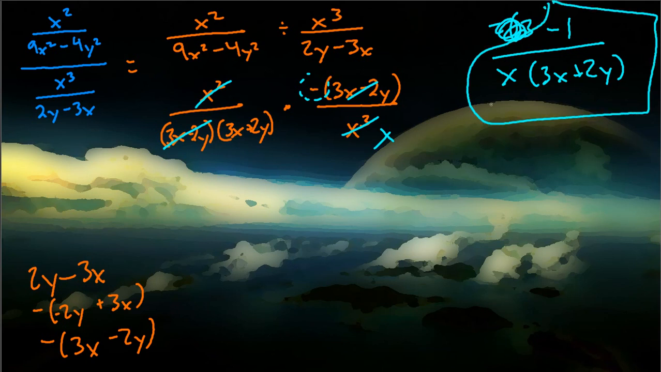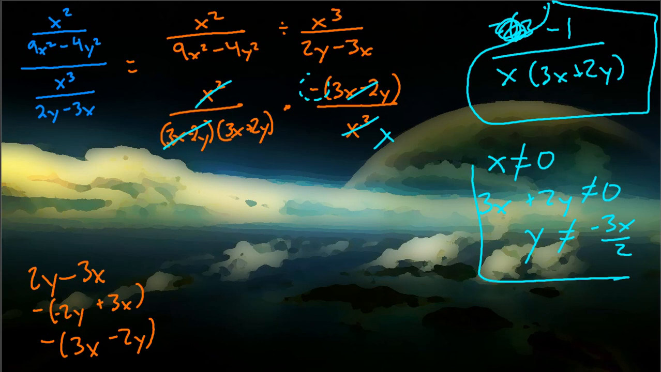Now, what are our restrictions? Well, x can't be 0. That's easy. And then this thing can't equal 0 either. So 3x plus 2y, that can't be 0. I'll solve for y. Y cannot equal negative 3x divided by 2. So for whatever that's worth, those are our restrictions. Okay, that wraps up this section.